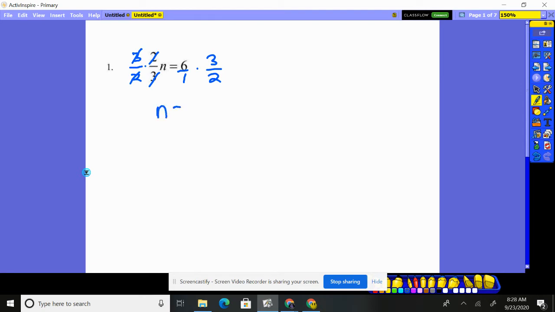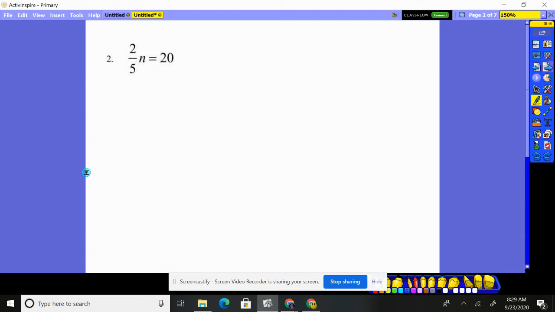Leaves me with 1n. Over here, you can cross out, or if you want, you can just multiply across the top, which is 18, multiply across the bottom, which is 2, and 18 divided by 2 is 9. Could have done the same thing here. 3 times 2 is 6, 2 times 3 is 6, 6 divided by 6, single 1n. So n is 9. That means 2/3 times 9 equals 6.